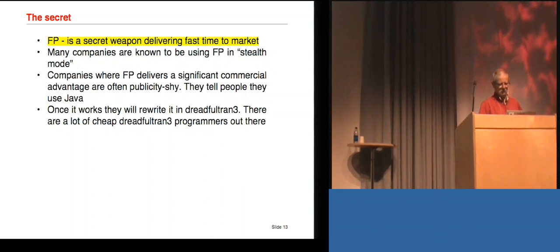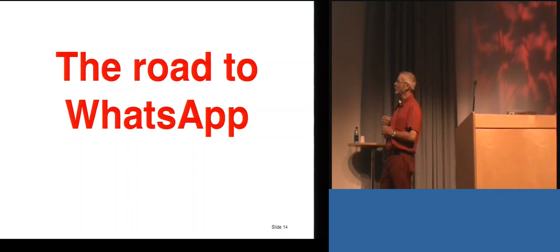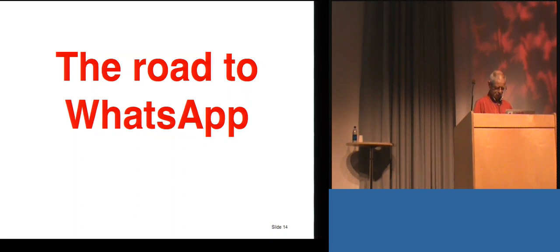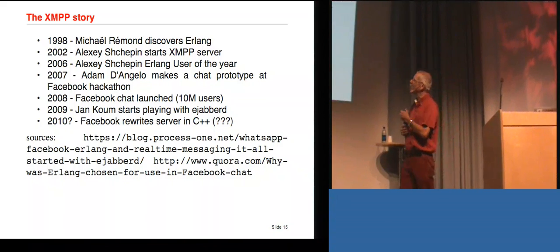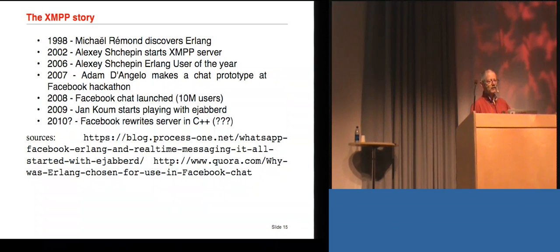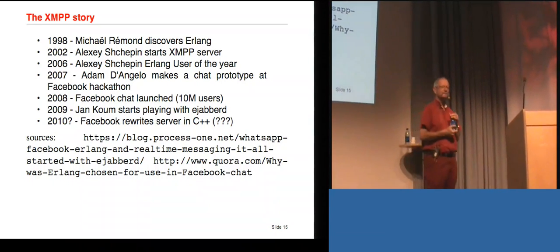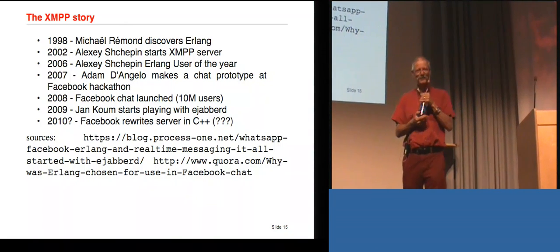No, exactly. Right. So let's just scratch the surface and look at what happened with WhatsApp. Because WhatsApp's kind of typical, I think, of things that have happened. So, what really happened here? Well, in 1998, Michael Raymond, who's a Frenchman, discovered Erlang, and he wrote a book about it in French. The first and only ever book about it. If you watch the lecture later, Michael, thank you very much.